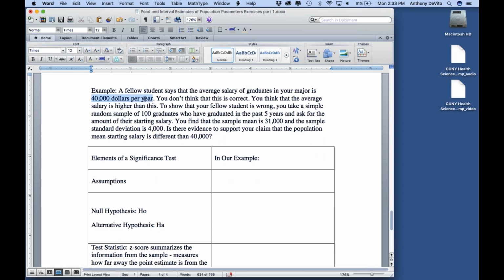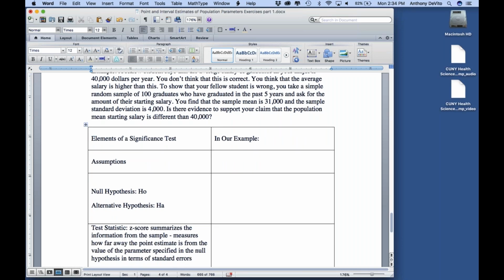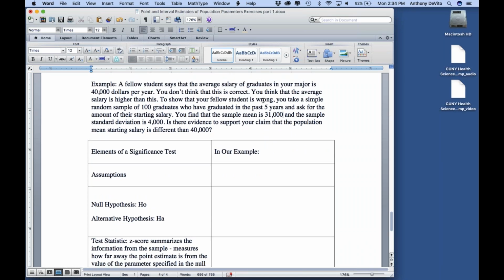Somebody told you that the starting salary is $40,000 per year for college graduates. You take a sample of 100 graduates. It turns out that the mean of your sample is 31,000 and the sample standard deviation is 4,000. In other words, you calculate the mean and standard deviation of your 100 students: mean 31,000, standard deviation 4,000. Well, it sounds like they're overselling the starting salary, right? It's really lower than 40,000.